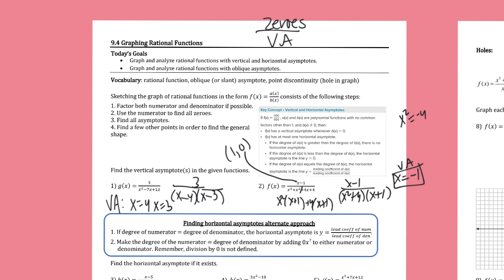So if we look at this, the directions say, okay, what we should do is we should factor, because that's going to help us find the zeros on the numerator and the vertical asymptotes in the denominator. Because when the numerator is 0, that causes the answer to be 0. So use the numerator to find all the zeros. Okay, so that goes up here.